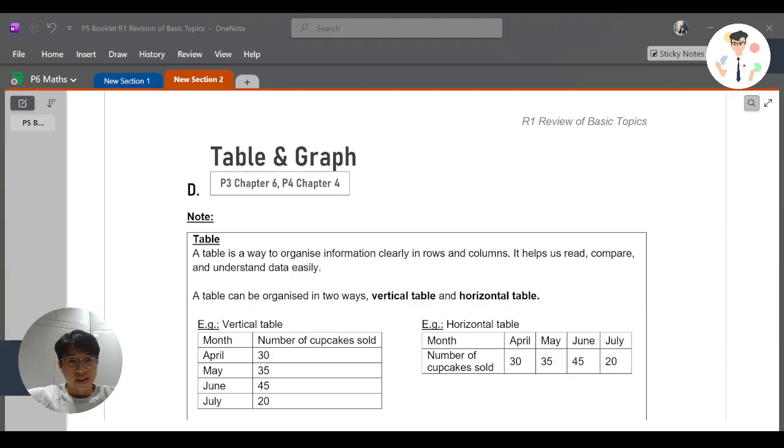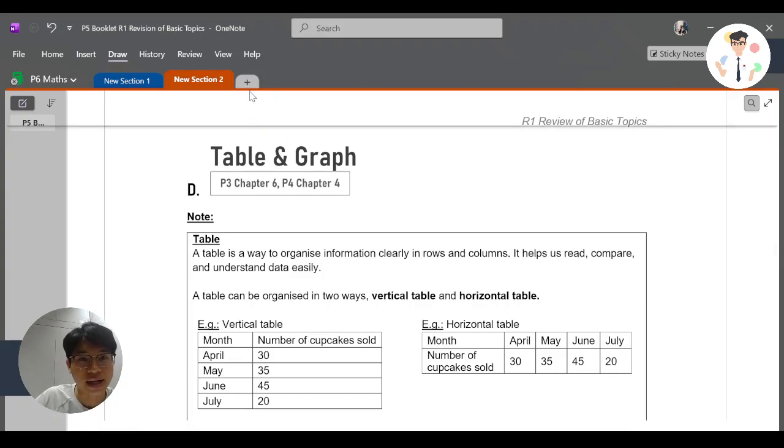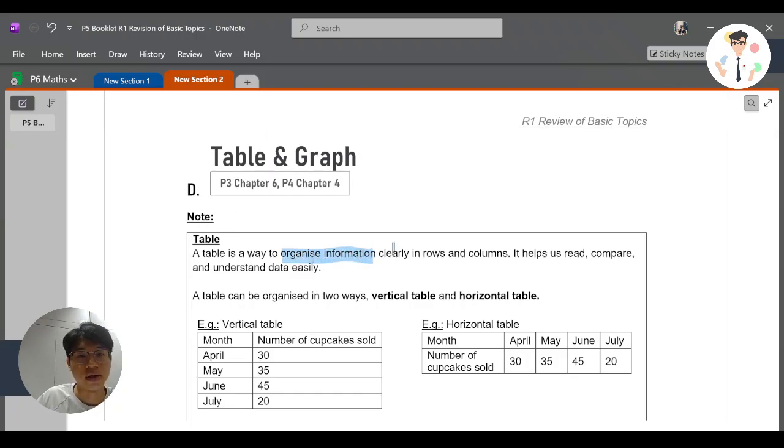This table is not a physical desk table, but a statistical type of table, as you can see here. So a table basically is the way we organize information. Okay, it's the way that we organize information in a clearer way instead of just describing in paragraphs or sentences. And it is organized in rows and columns.